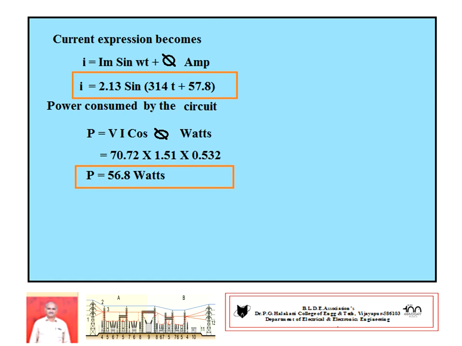Second one, power consumed by the circuit. That should be equal to VI cos phi. Power consumed by the circuit P equal to VI cos phi watts. So, voltage into current into power factor, P equal to 56.8 watts. So, these two problems are a beginning. We have to solve more number of problems.